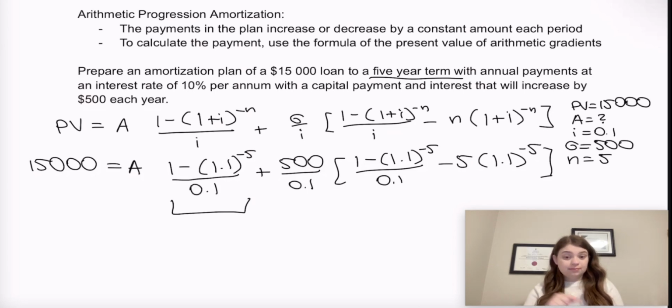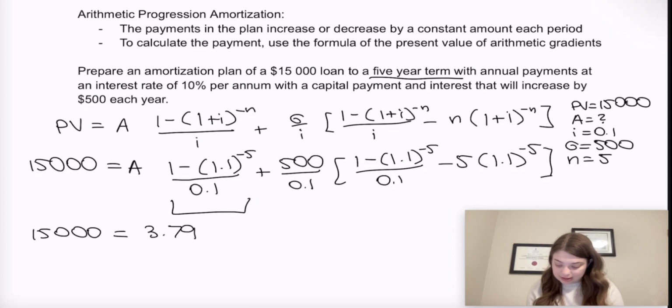And then I'm going to do 1 minus that answer that we just got. And then I'm going to divide by 0.1, hit equals again. And I'm getting 3.79 approximately if I round to 2 decimal points. So therefore, so far we have that 15,000 is equal to 3.79 times A. Then we have plus all this stuff.